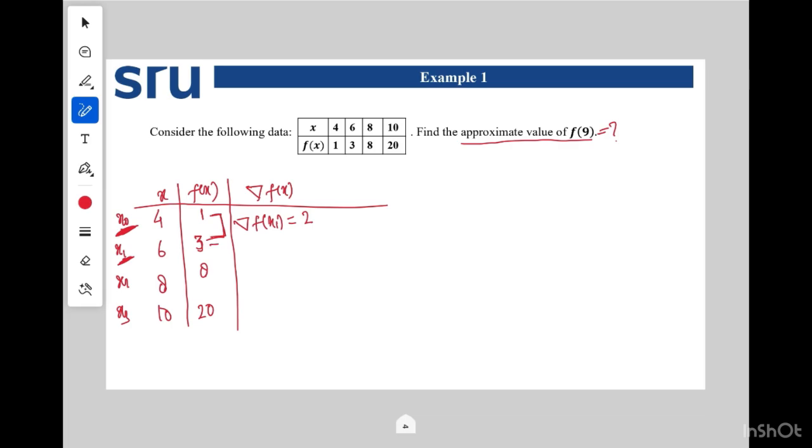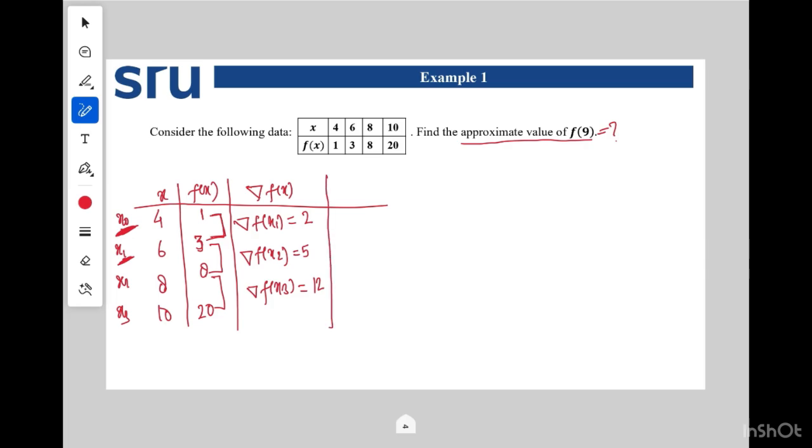Similarly, the first backward difference at f of x2 is 8 minus 3, so 5, and delta f of x3 is 20 minus 8, which is 12. This is your first backward difference.